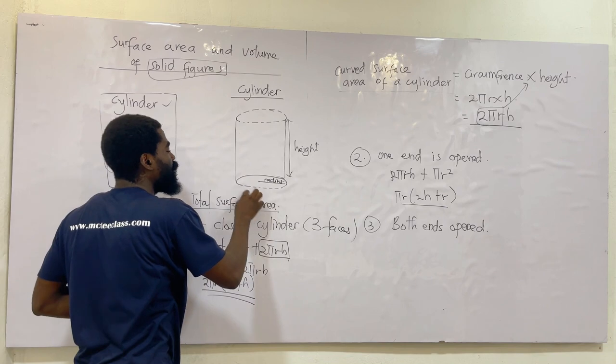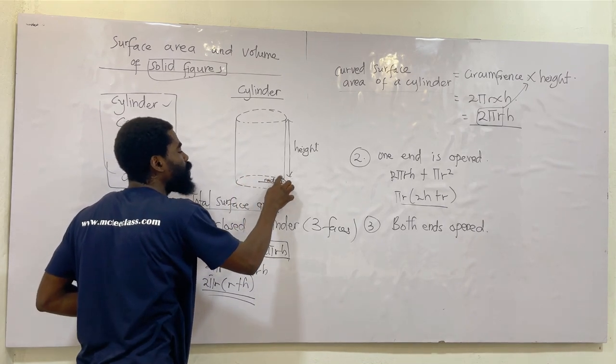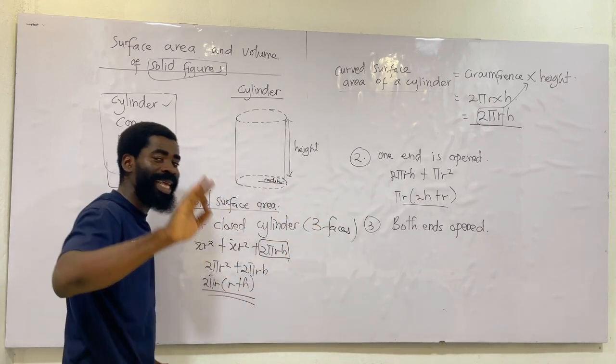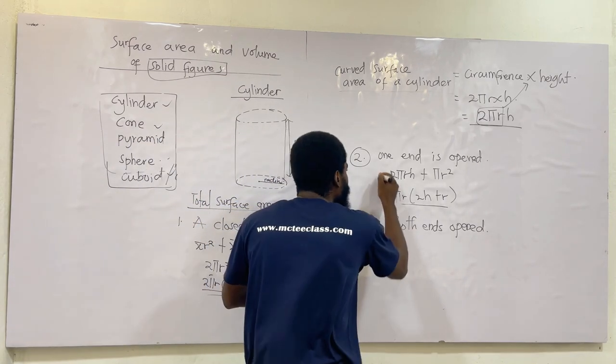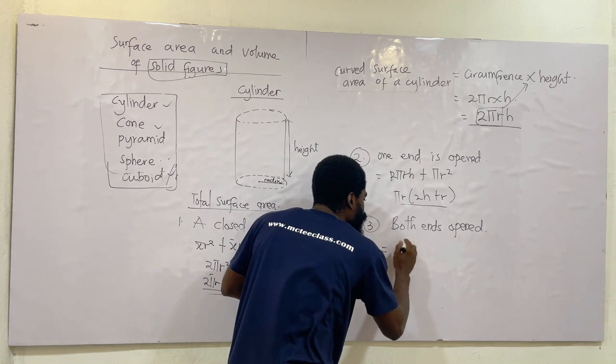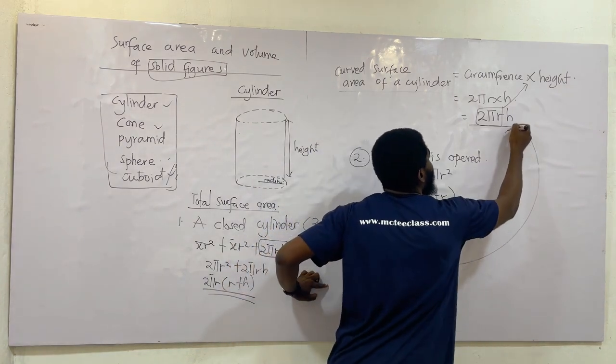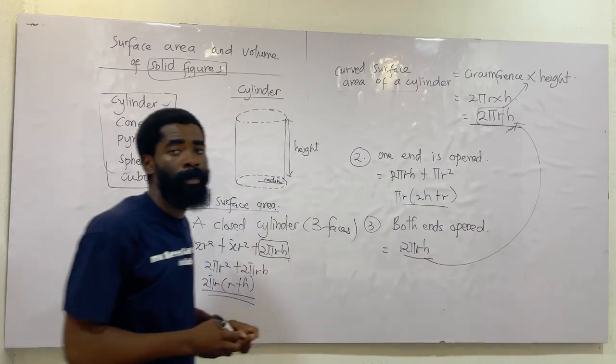People, let's think together. If we don't have this and we don't have that, what are we left with? We are left with the curved surface area. Just the curved surface area. That means with both ends open, this will be equal to 2 pi RH, which is the same as the curved surface area.